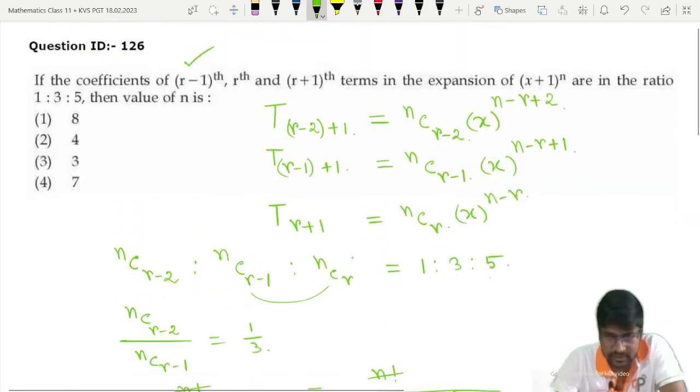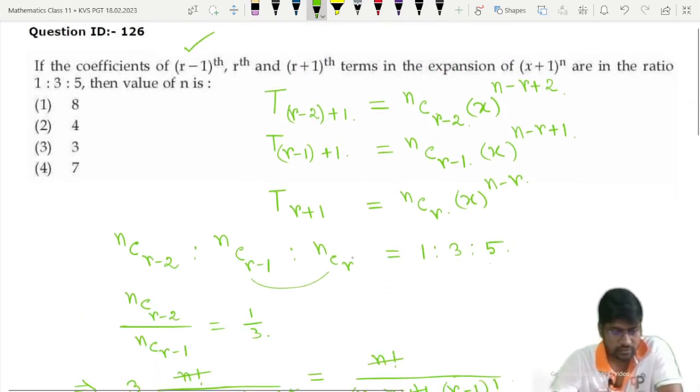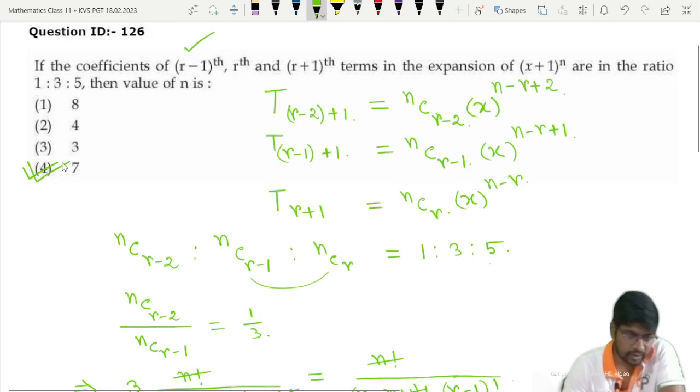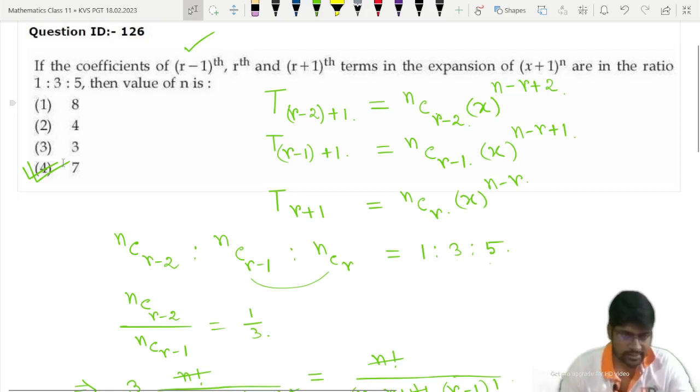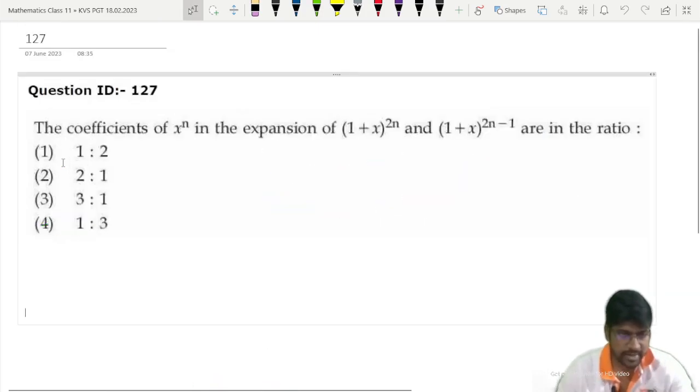We have to find the value of n. So the value of n is 7. So look at the options. Which option? Option 4 is the correct answer. So this was question number 126. Now let's come back to question number 127.